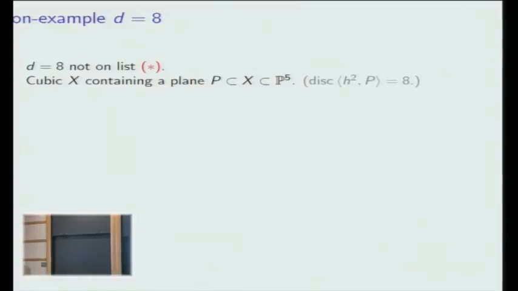And the next example, this is the important example I'm going to use the geometry of in the talk. And it's a non-example, so it's not on the list star. But you'll see there's nearly a K3 surface. So these are cubics containing a plane. And so this is d equals 8. The discriminant's 8. The extra class that we've got here is not on the list because 8 wasn't on that list.